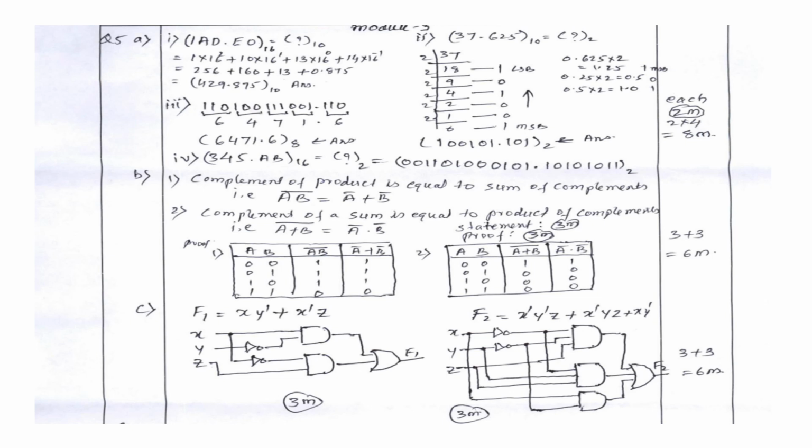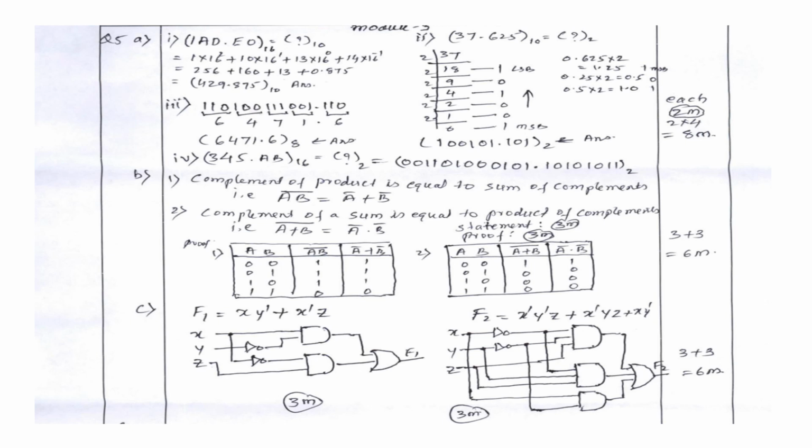So after substituting the values, for the same thing, 37.625 base 10, it should be converted to binary. So dividing by 2, you will get an answer. And the same with the value 110, 100, 111, this you have to convert. The final answer will carry such marks.